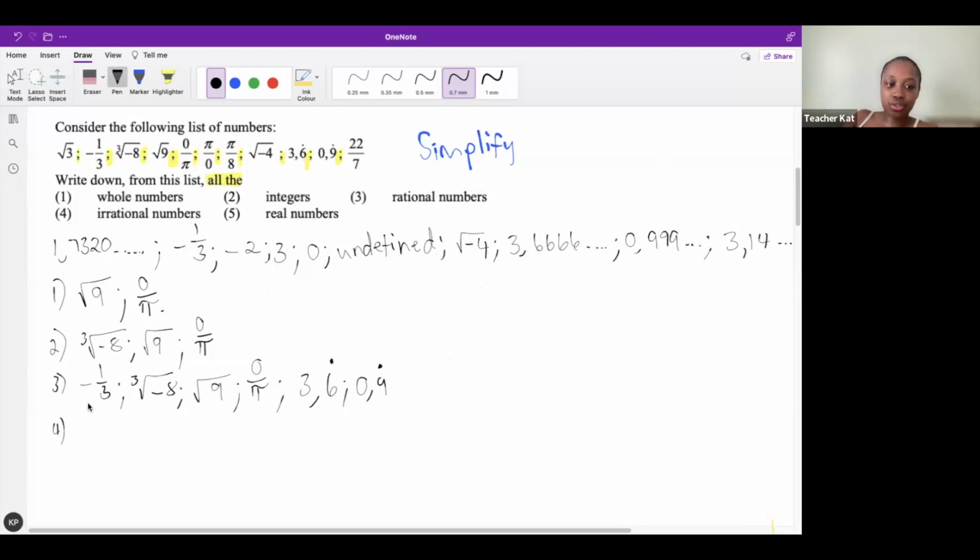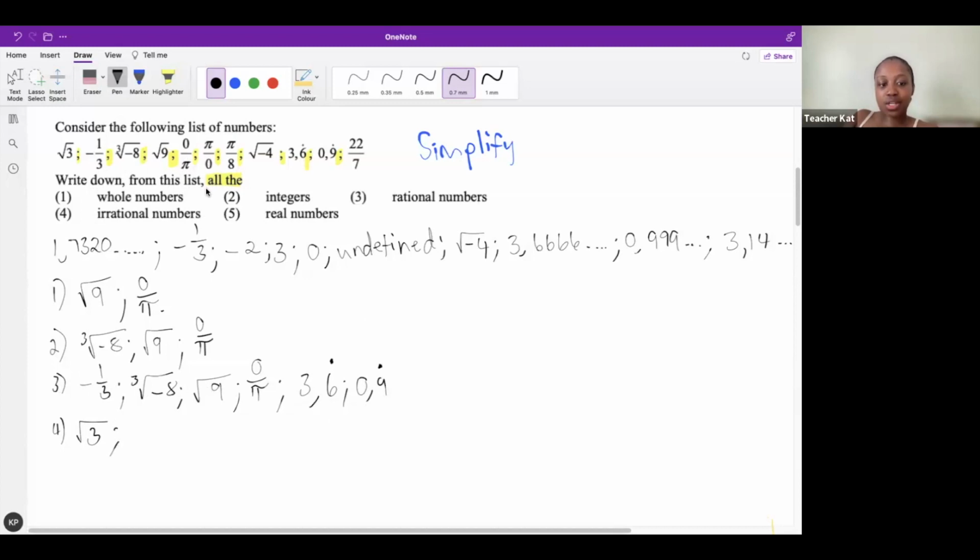Okay, next. Number 4, irrational numbers. So irrational is probably anything that isn't here. Do you guys agree? If it is rational, it cannot be irrational. So first of all, the square root of 3 is not rational. Then we skip 1, 2, 3, 4. Now we are on the pies.